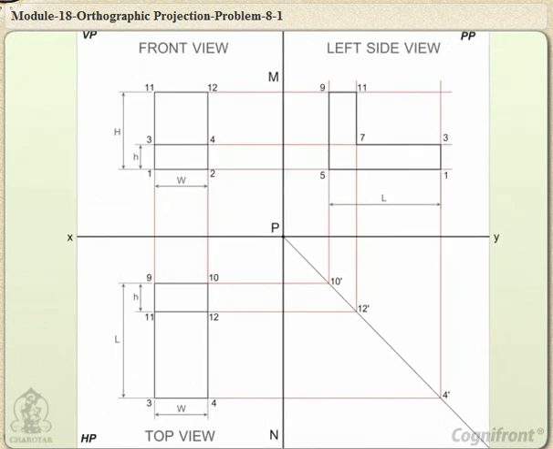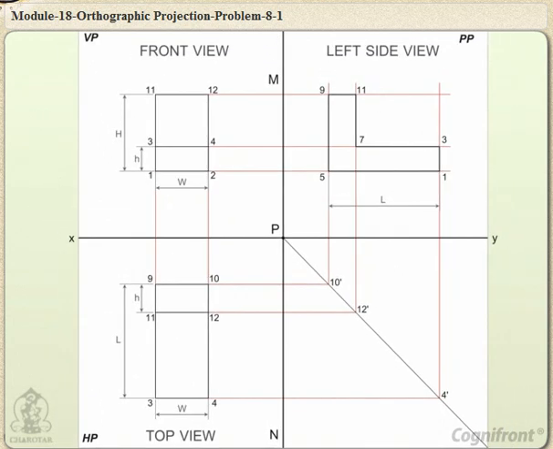This is the complete set of orthogonal views of this object. Finally, draw the first angle projection symbol at the right bottom corner.